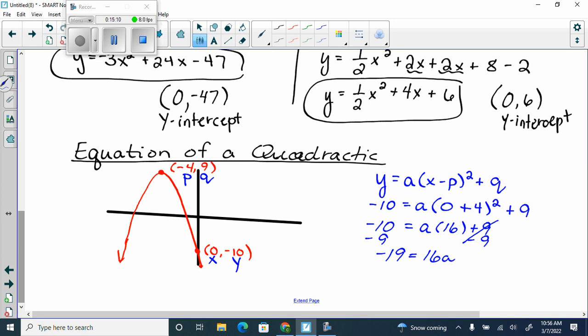because you're going to get your a, you're going to fill it in, you're going to type the equation into your calculator, and you're going to see if it matches, right? It's the best way to do it. So we're going to divide by 16, and our a equals negative 19 over 16. So we get y equals negative 19 over 16 times (x plus 4) squared plus 9.